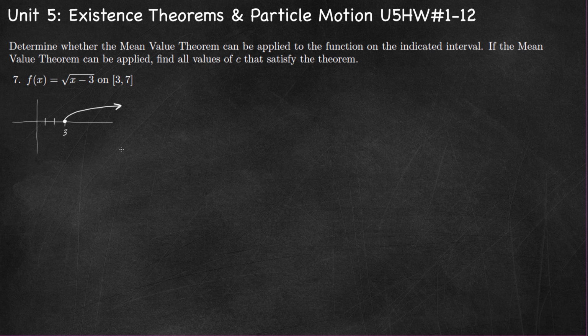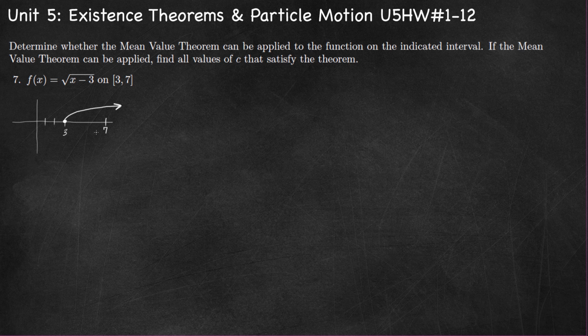Is it continuous on the closed interval from 3 to 7? Yes, it is. Is it differentiable on the open interval from 3 to 7? Well, it's not differentiable at 3, because 3 is an end point and there's nothing to the left of that. But we don't need it to be differentiable at the end point. We need it to be differentiable on our open interval, which it is.